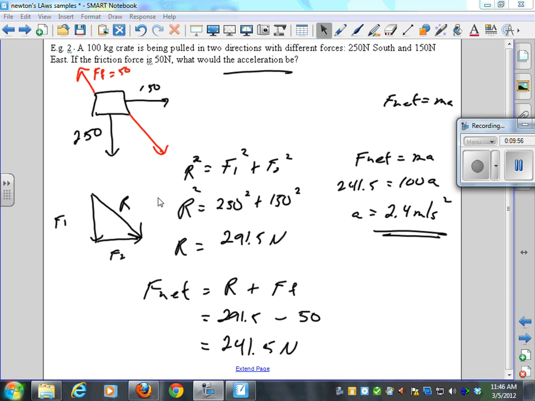Well, it's in whatever direction that resultant force was, is it not? Right? So it's that angle right there that I'm interested in. So theta is the inverse tan of opposite over adjacent. Now the F2 is the 150. 150 over the 250.